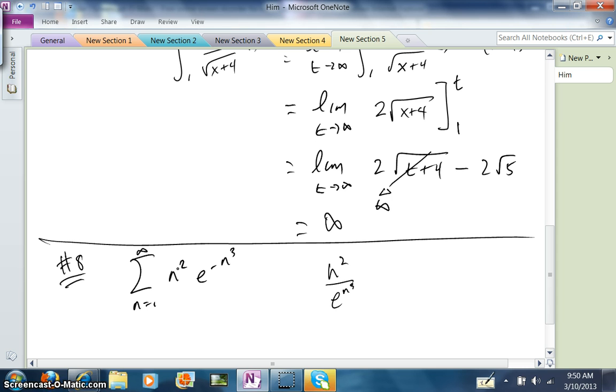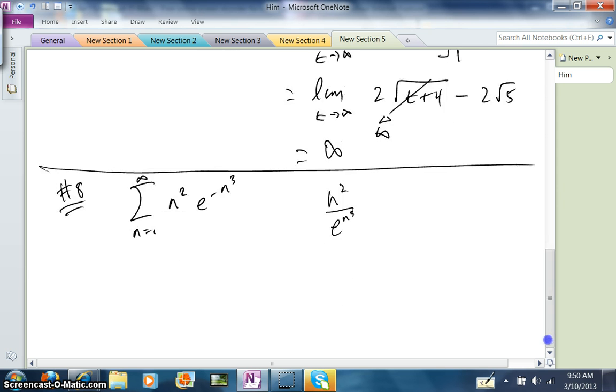We're told to do the integral test. So let's rewrite it in an integral form. I just replace all the n's with x's. Now we're back in integral world. And this sets up nicely for a U-substitution.